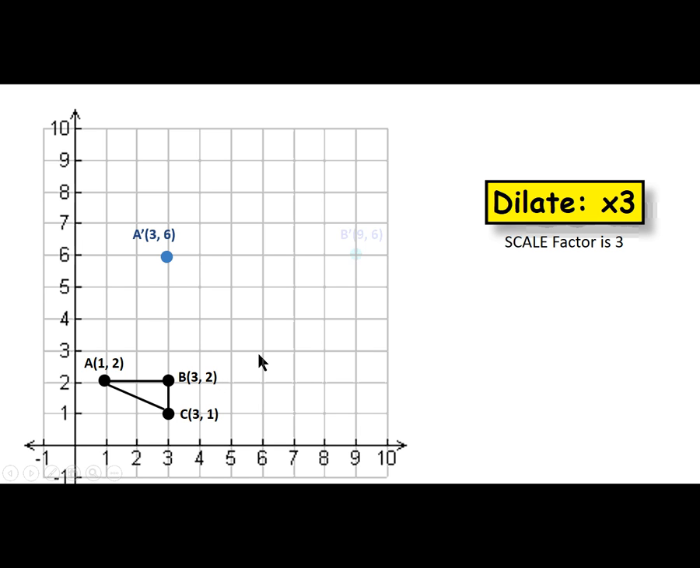3, 2 times 3 becomes 9, 6 for B prime. And C at 3 comma 1 becomes 9 comma 3 at C prime. And then simply connect the dots to create our new triangle. The measurements of this new triangle are now twice of what they were in the original triangle.